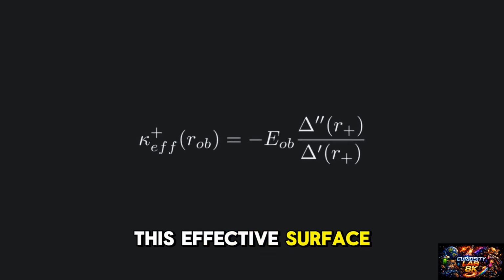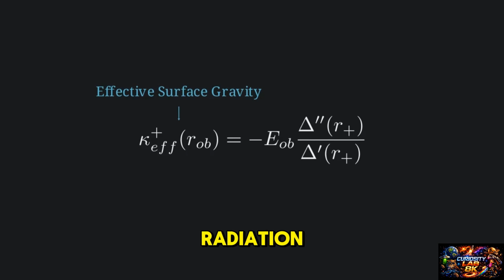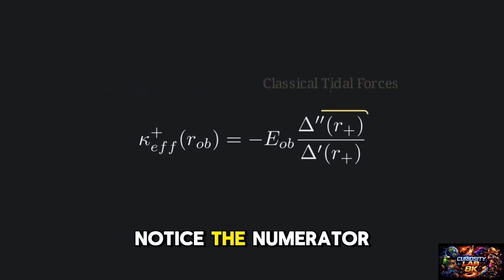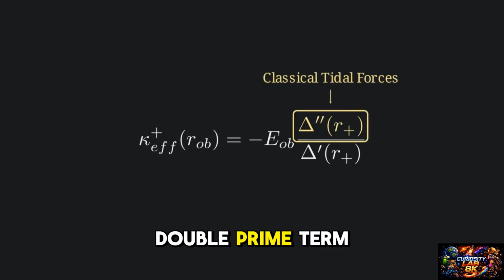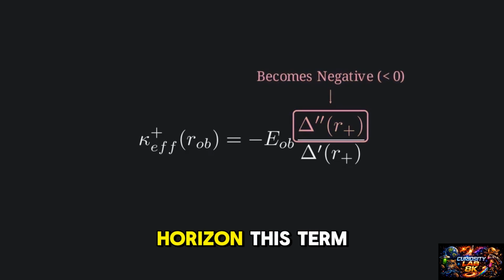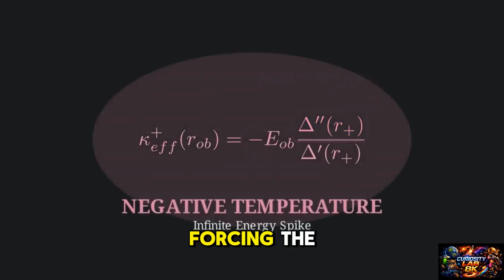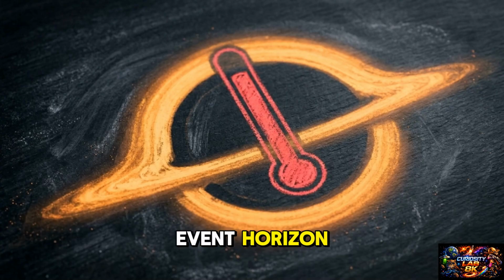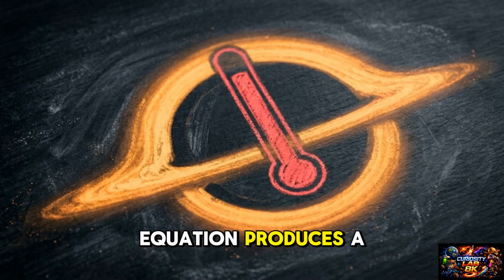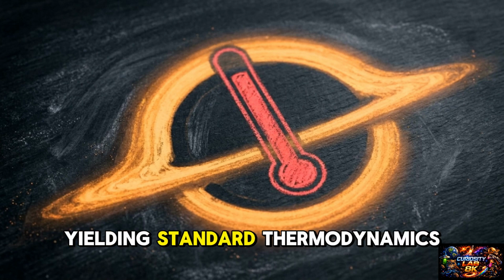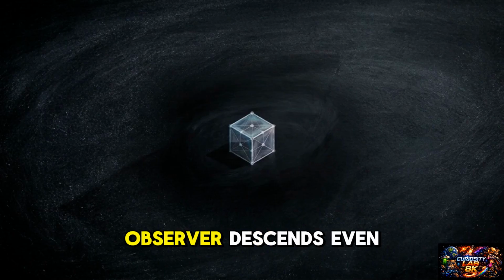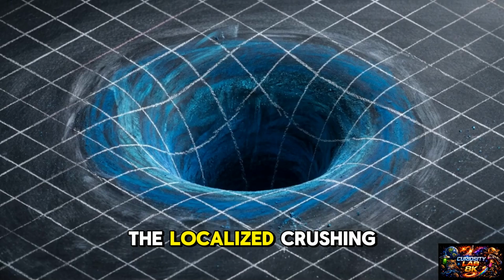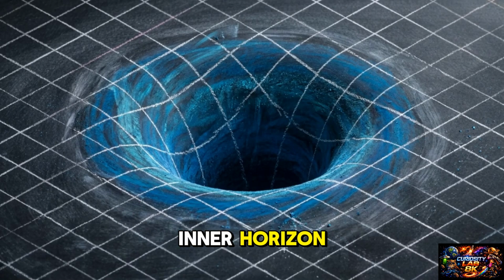This effective surface gravity equation dictates the temperature of Hawking radiation hitting the observer. Notice the numerator, the classical delta double prime term. Near the inner horizon, this term becomes negative, forcing the entire temperature equation to flip its sign. At the outer event horizon, this exact same equation produces a positive result, yielding standard thermodynamics. But as the observer descends even deeper, the localized crushing geometry of the inner horizon mathematically forces the temperature of empty space itself to drop below absolute zero.